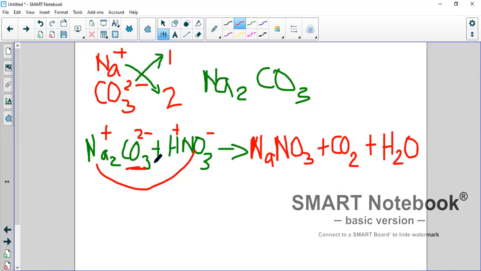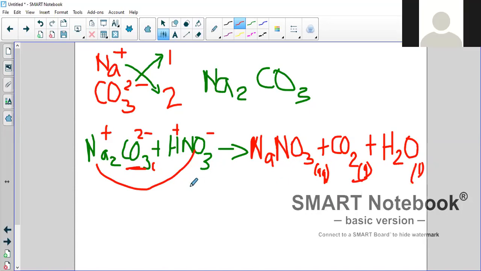Right, then you put your sodium carbonate, and you've got your NaNO3, right? So you're going to write your states. This one becomes aqueous, you can add that. That's a gas. And that's a liquid. That becomes a liquid. This is aqueous.